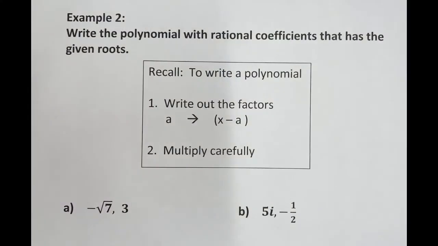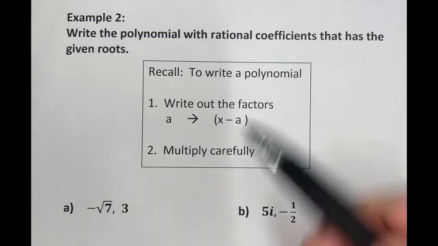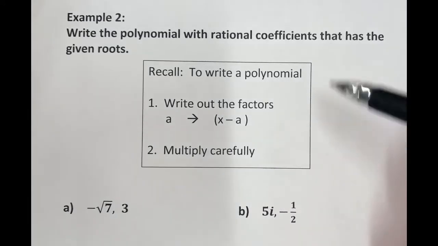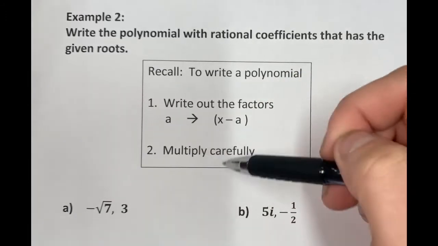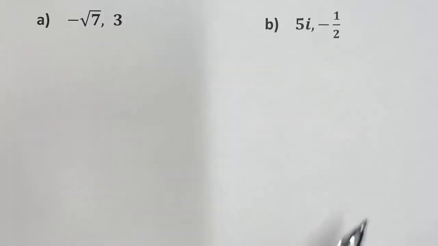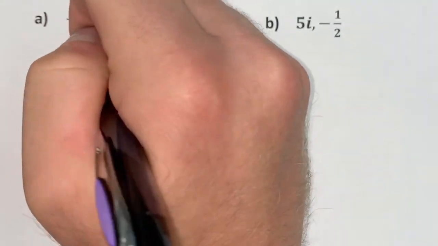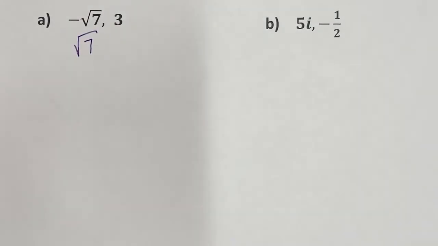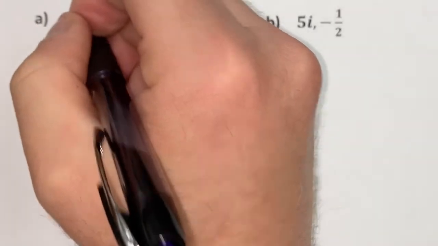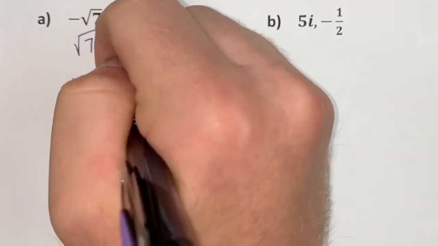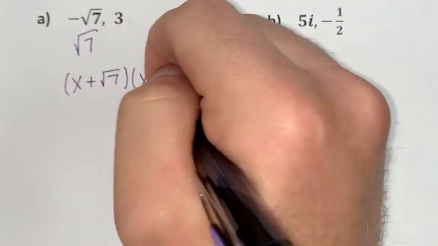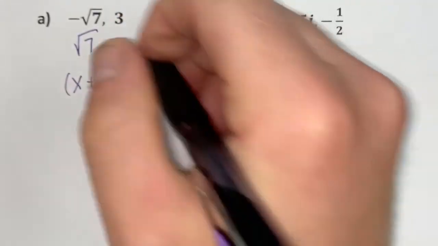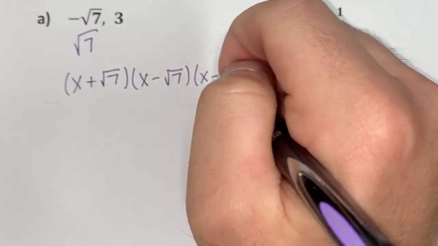All right, example: we want to write the polynomial with rational coefficients that has the given roots. If we want to write a polynomial, we're going to write out the factors. So if a is a root, then x minus a is a factor. And then we're going to multiply carefully. So if negative square root of 7 is a root, I know that positive square root of 7 is also a root. And we can write out these factors. Negative square root of 7, the factor will be x plus square root of 7. Positive square root of 7, the factor would be x minus the square root of 7. And the factor for 3 would be x minus 3.